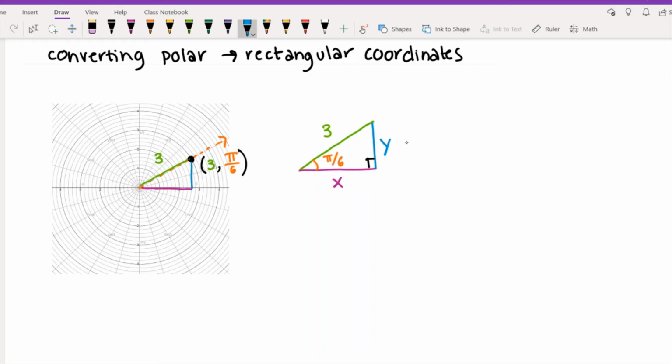of 3, what you could do instead is say, okay, well, if I look at this triangle here, if I take sine, actually let me start with cosine. If I take cosine of pi over 6, that's going to be equal to x over 3. And if I take sine of pi over 6, that's going to be equal to y over 3.